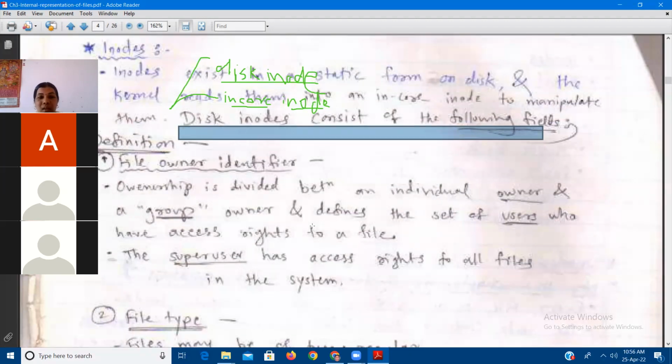So in the shell, at the command prompt, you have to type stat, STAT, stat space file name, and if you press enter you will get all the fields of this inode. Whatever stat output comes, that is nothing but the inode of that particular file, the status of that file. In that you will get who is the owner of that file, who is the group of that file, and who is the user of that file. Okay, so the super user has access rights to all files in the system.